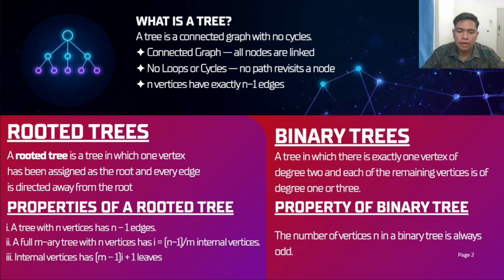Next, we have a binary tree. A binary tree is a special type of rooted tree where each parent node can have at most 2 children, commonly referred to as the left child and right child. Binary trees are widely used because they provide an efficient way to organize and process data in computer science.